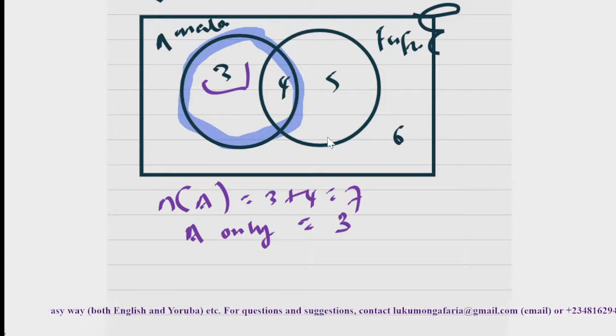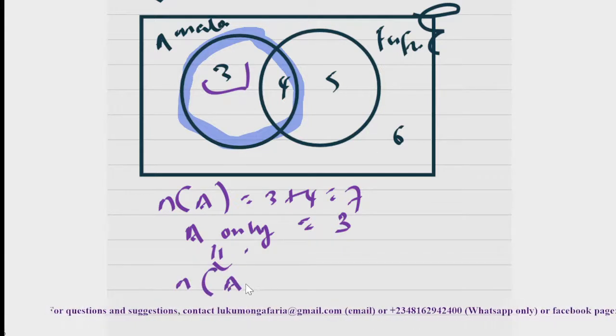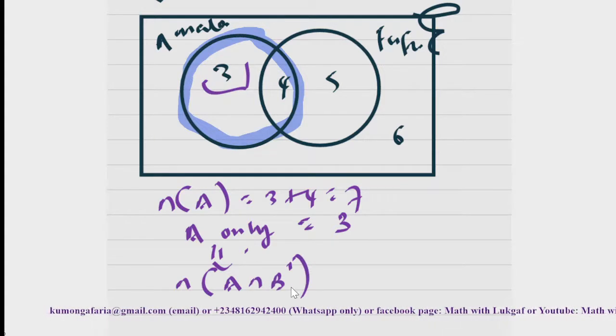So that's A only. And if you want to write A only, like I've said the other time, that's number of A intersection B complement. So that means A only. It doesn't have B. So that's going to give you 3.